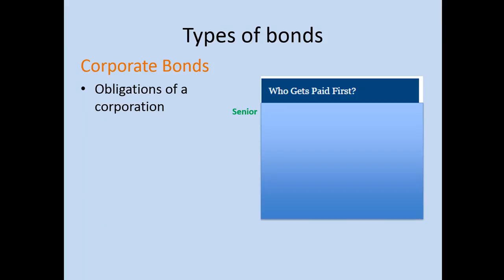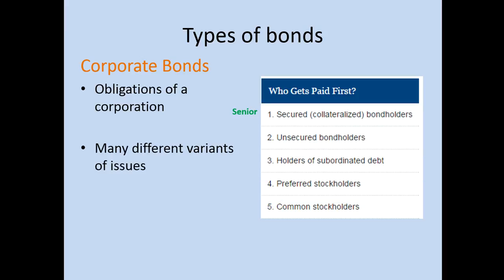And the last one we'd like to talk about is corporate bonds. Corporations can borrow from you as well with corporate bonds, and these are obligations of the corporation. There are many different varieties of corporate bonds, but the first way to differentiate them is to compare based on who gets paid first if the firm goes under.